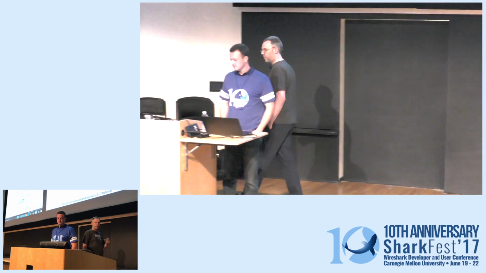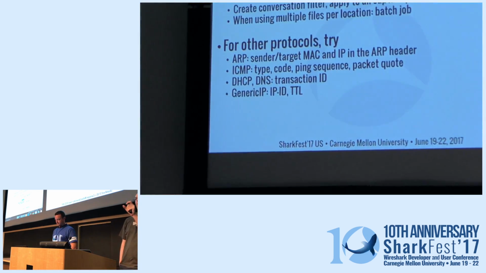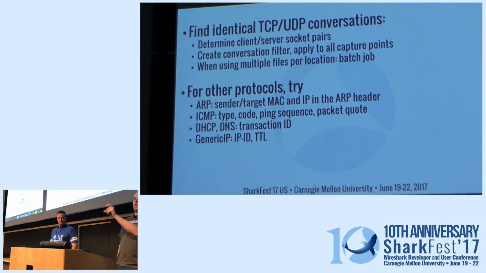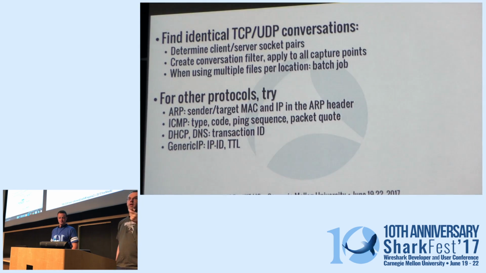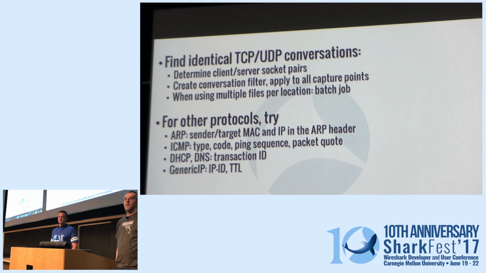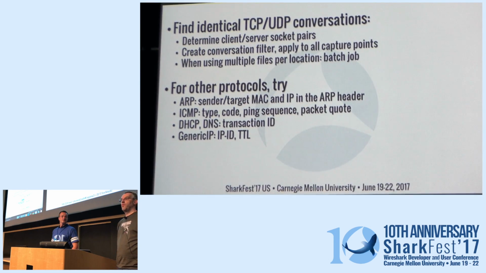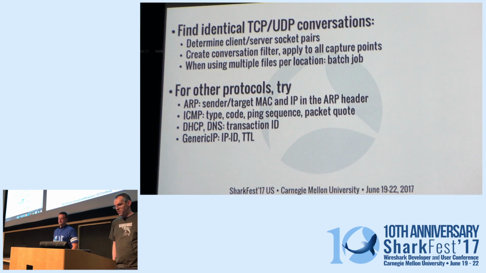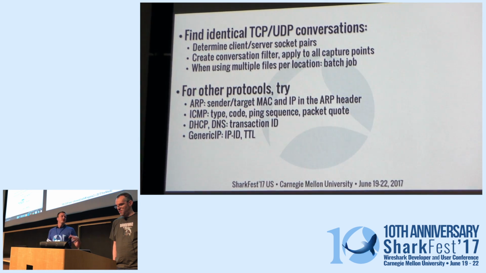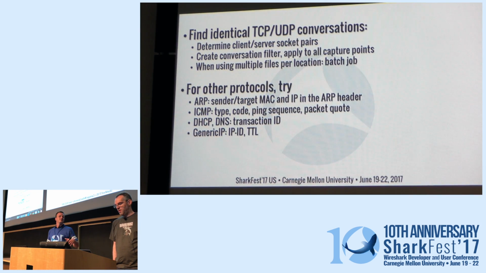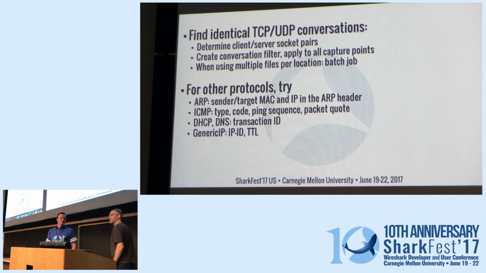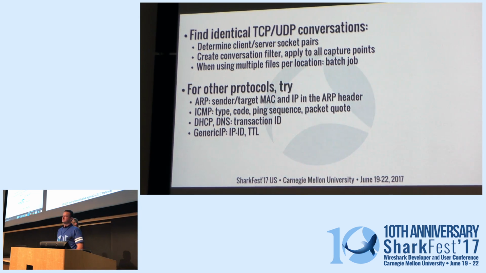So basically you're looking for the same socket combination, a socket being an IP and a port, two sockets, source and destination, and the same protocol, TCP or UDP. That would mean we have the same thing on both ends. What if we have NAT, network address translation? What happens with network address translation?